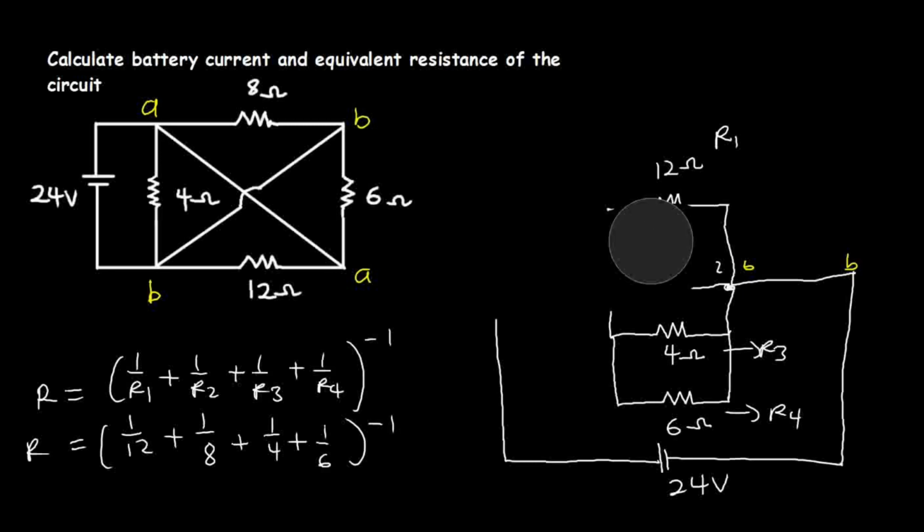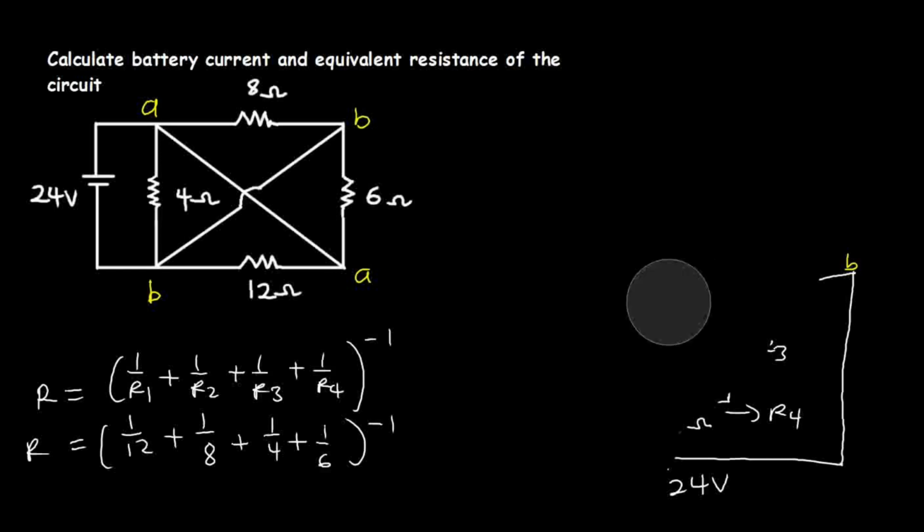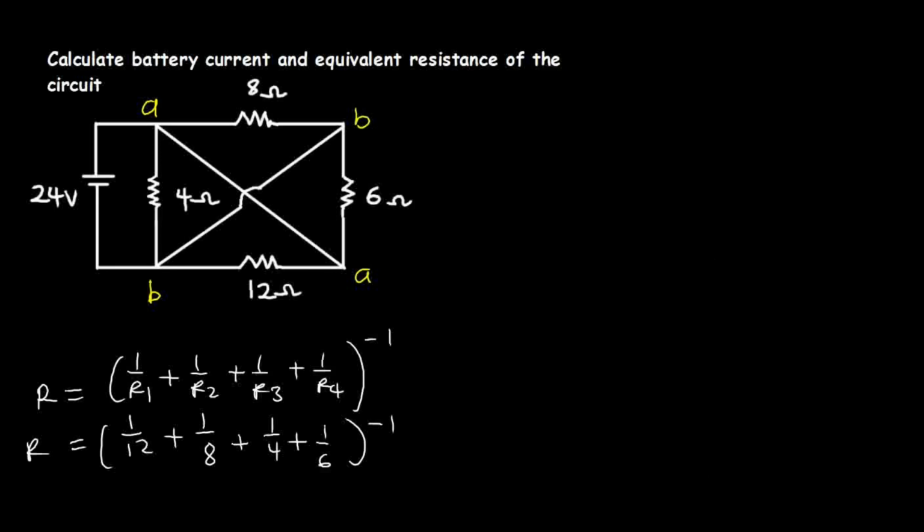Now let's find the value of the effective resistance for this circuit. I'll add all the values in the brackets first: 1 over 12 plus 1 over 8 plus 1 over 4 plus 1 over 6. That gives me the effective resistance equal to 5 over 8 to the power of -1, and this will be equal to 8 over 5 ohms. This will be the value for the effective resistance for this circuit.